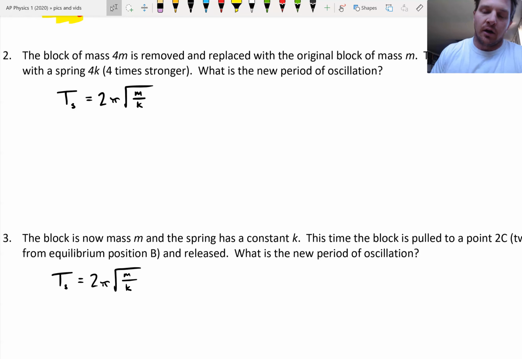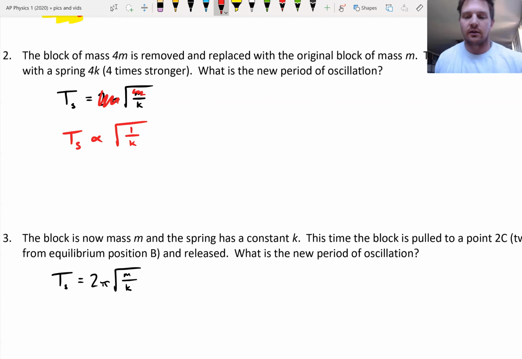So get rid of all the constants, right? We only have period and spring constant changing. Everything else can go away. All right, so what do we have left? We have that the period is proportional to the square root of 1 over k. That mass disappeared, so it's just left with a little placeholder 1. All right, now plug in the stuff that we know.